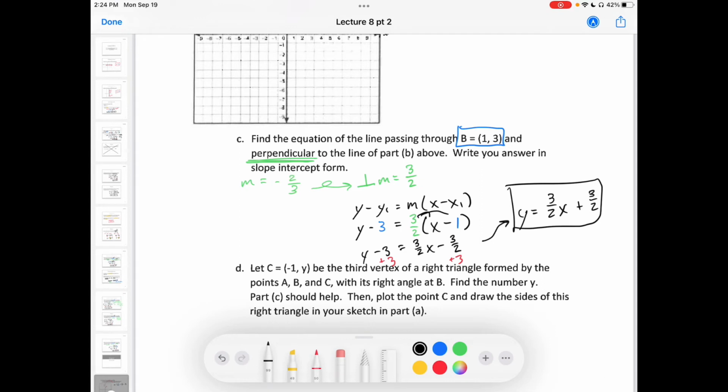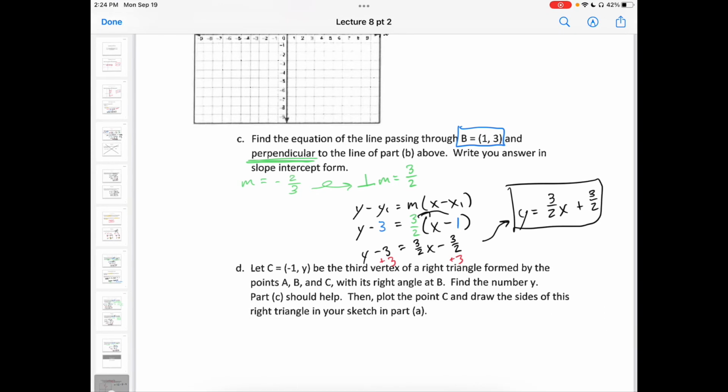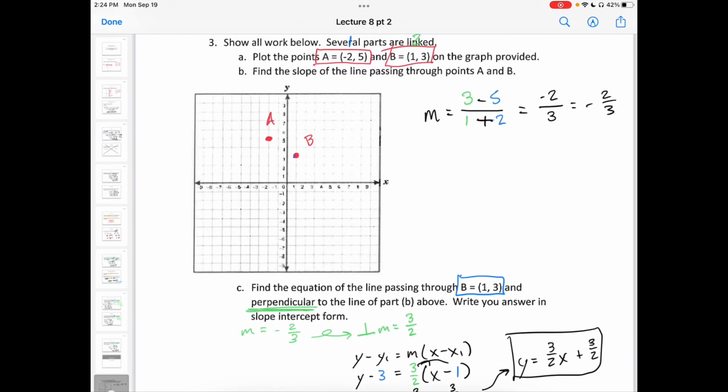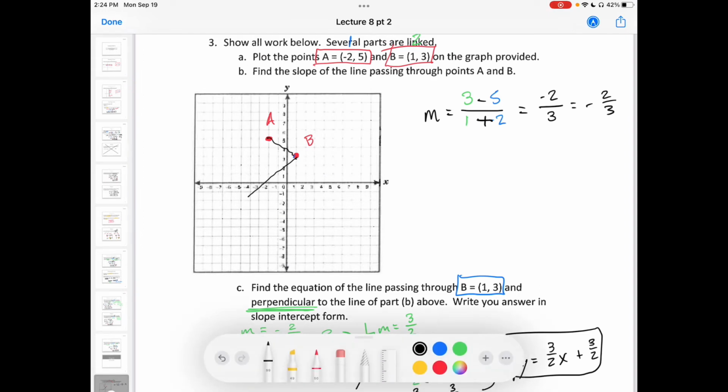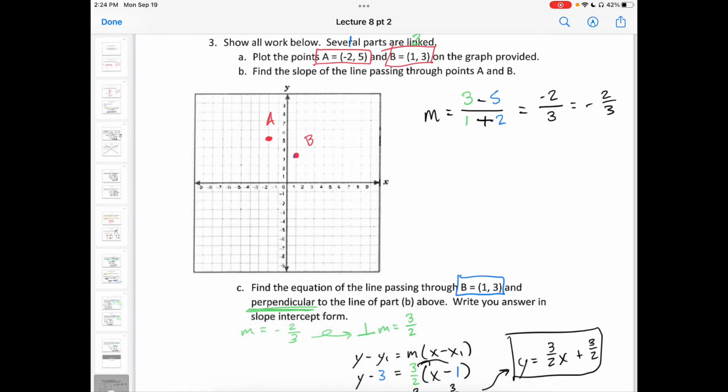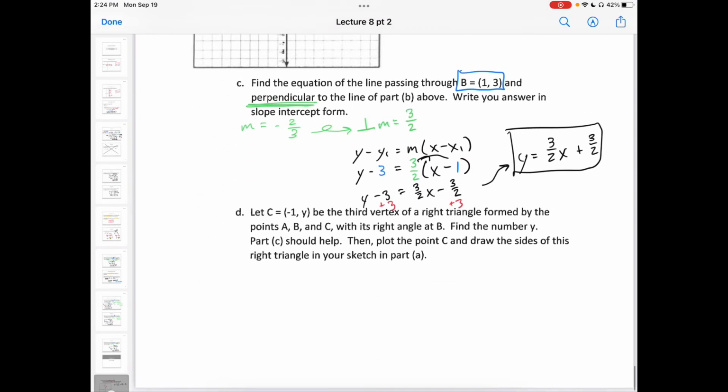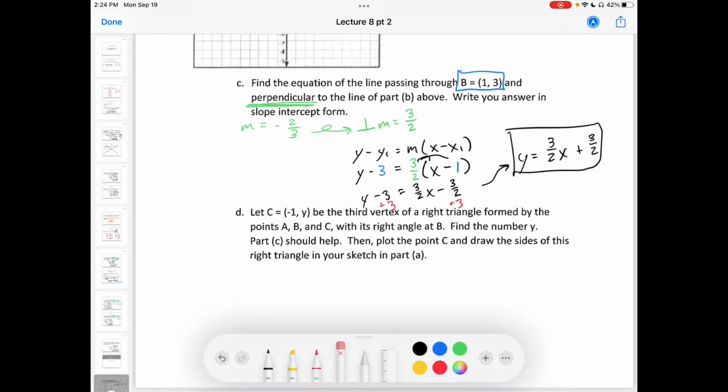Now we go to part D. Okay, last part. On part D, we are going to have to graph something back up on that graph, just showing how we use that perpendicular to create that 90-degree angle at point B. So back down to part D here. It says let C equal negative 1, y. So we are creating a right triangle, and that point C is going to be our third point.